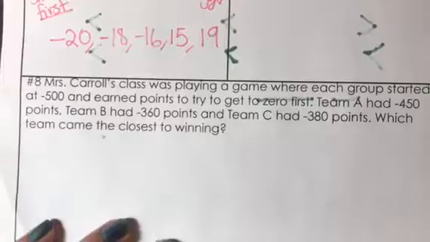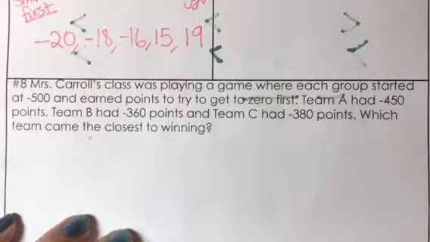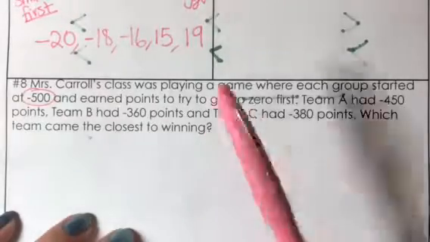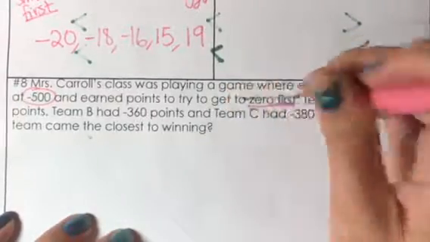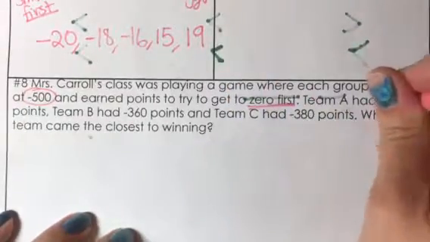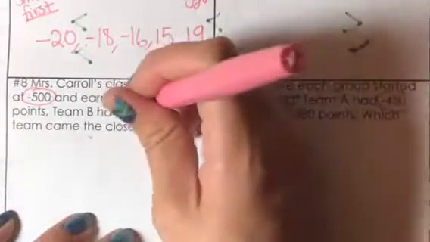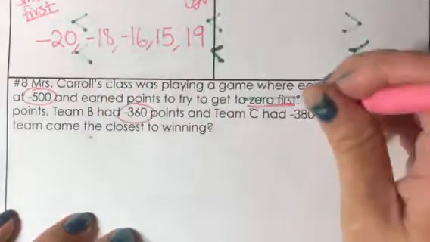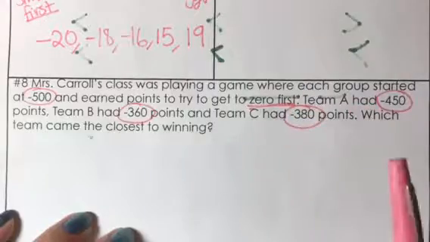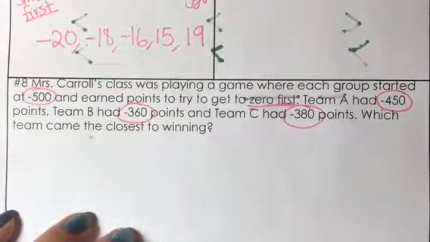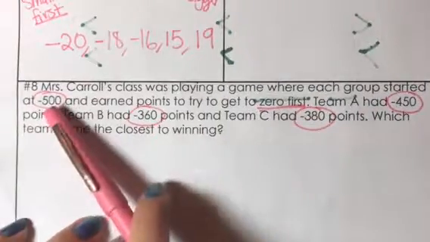Miss Carol's class was playing a game where each group started at negative 500 points and earned points to try to get to 0 first. Team A had negative 450, Team B had negative 360, and Team C had negative 380. Which team came the closest to winning? So they all started way down here.